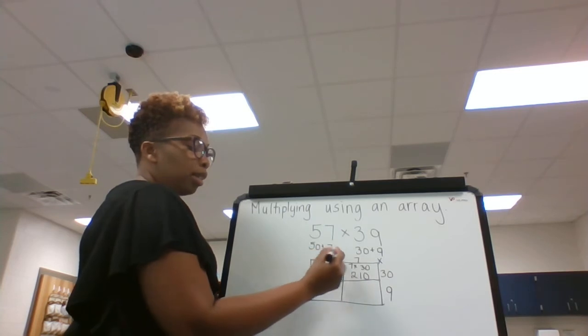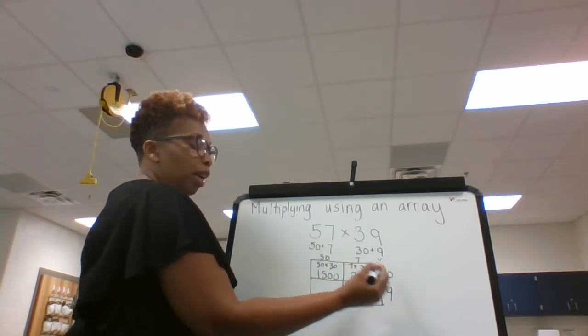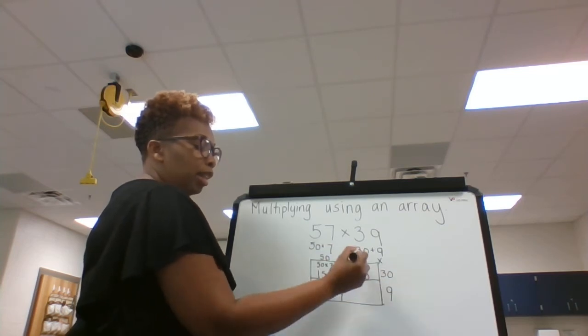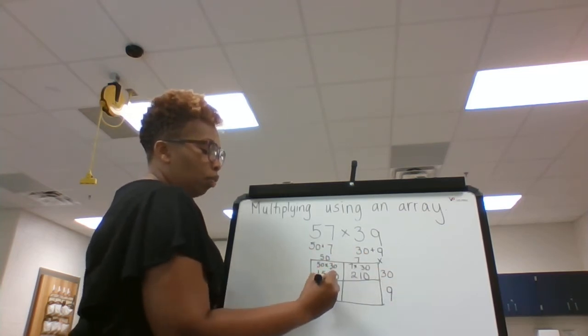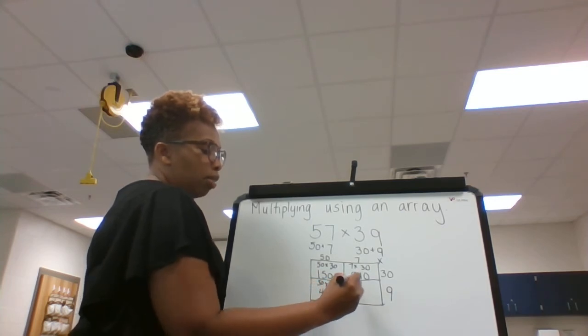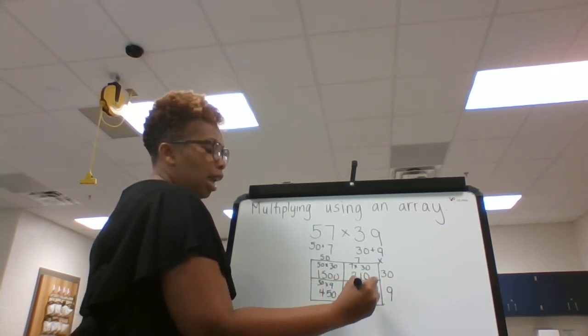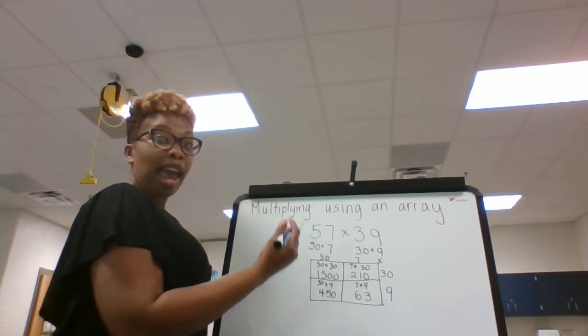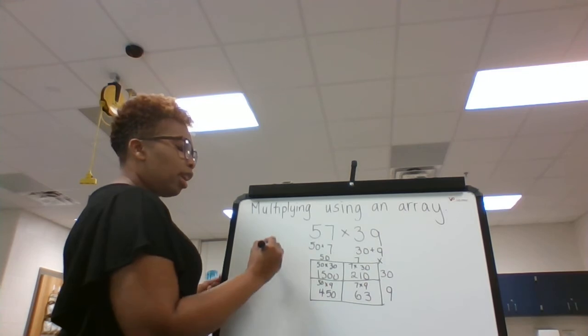In the next box, I've multiplied 7 by 30, 50 by 30. Now I'm going to do 50 by 9 and then 7 by 9. So 50 times 9 and then 7 times 9. My next step is then to add all the numbers. That's always my last step.